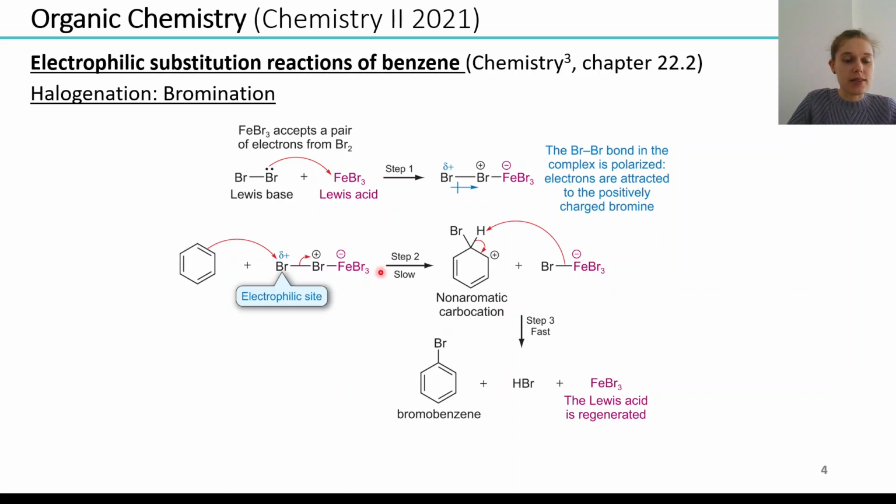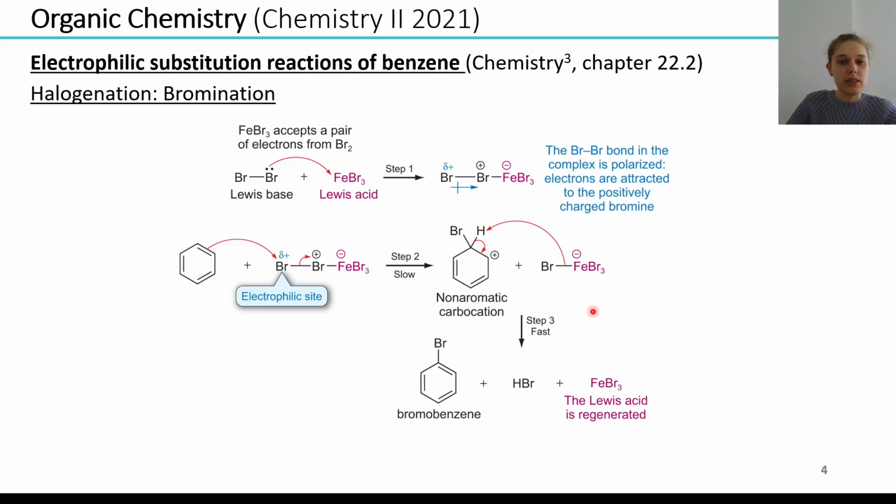And then in this second, slow step, we produce a non-aromatic carbocation. This step is slow as we break the aromaticity of benzene. Also important to see is that we now just draw one molecule for this non-aromatic carbocation, but be aware that you have resonance structures. So this is not the only structure you could have.